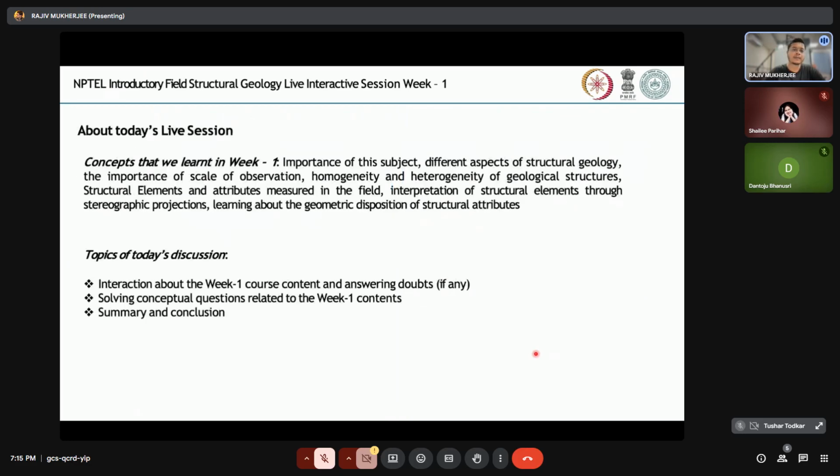So talking about today's live session, in week 1 we learned about the importance of the subject, that is field geology, different aspects of structural geology, importance of scale of observation, right? Homogeneity and heterogeneity of geological structures, structural elements and attributes measured in the field, interpretation of structural elements through stereographic projections, and learning about geometric disposition of structural attributes.